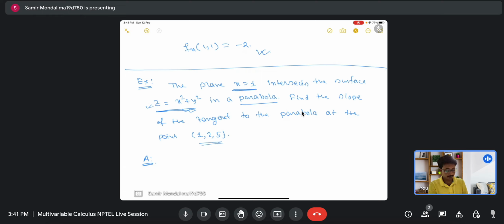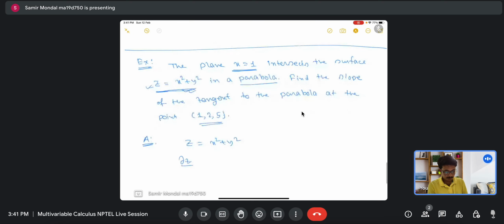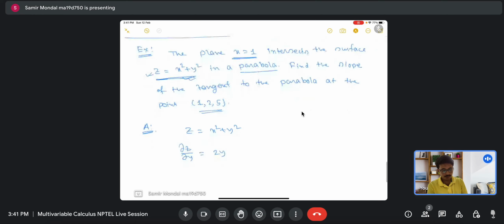So this is very simple, no? This is given. They are asking for this partial derivative, which is 2y. At the point (1, 2, 5), we will get 4. This is the slope of the tangent to the parabola at the point (1, 2, 5).